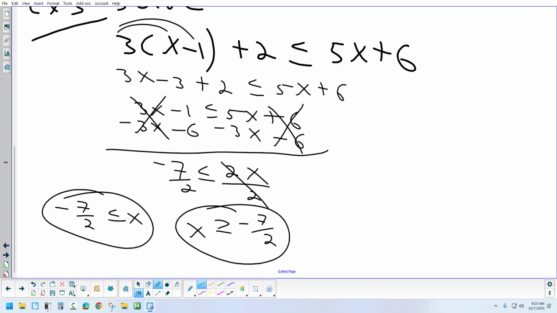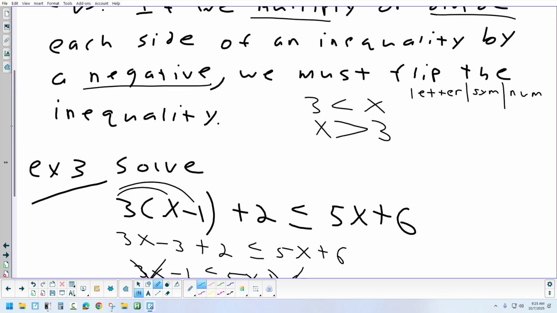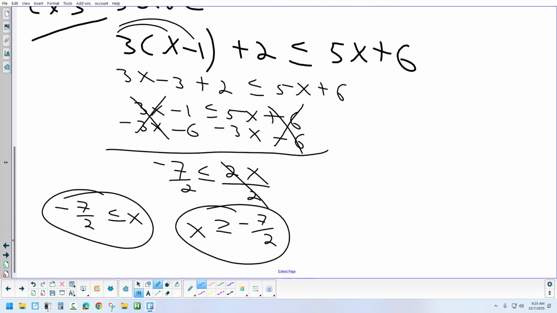Those are exactly the same thing. I didn't flip it because I divided by a negative. I never divided by a negative in the whole problem. I flipped it at the end because I didn't like the format of the answer. Okay, I usually try to do letter, symbol, number. Any questions on that one?